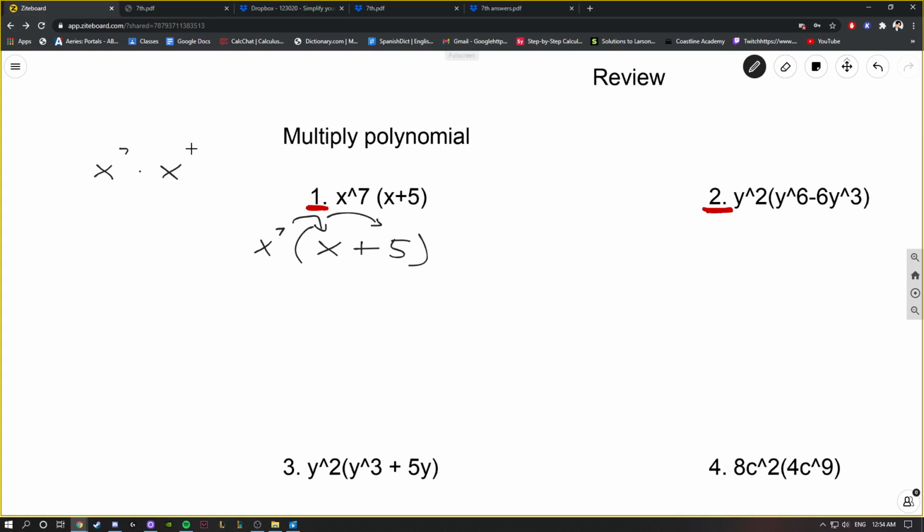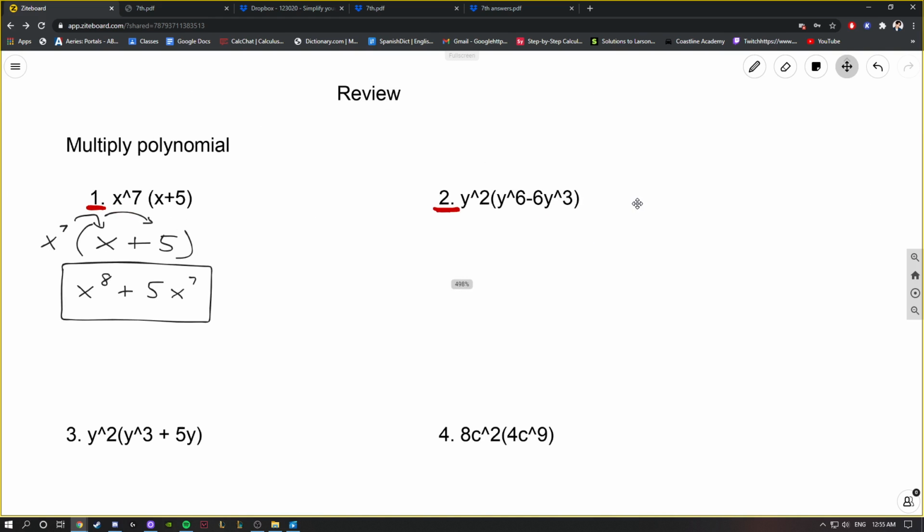we could assume that there's a 1 power here, and we want to add these two numbers together when we're multiplying the exponents, so we get x to the 8th power, and then x to the 7th times 5, we just distribute normally, so we just put a 5 in front, and we keep the exponent. So we have x to the 8th power plus 5x to the 7th power.